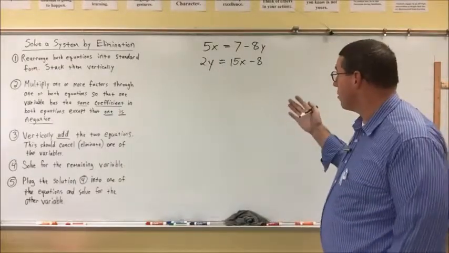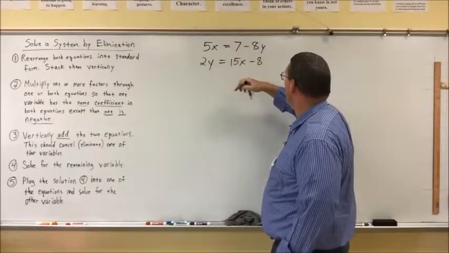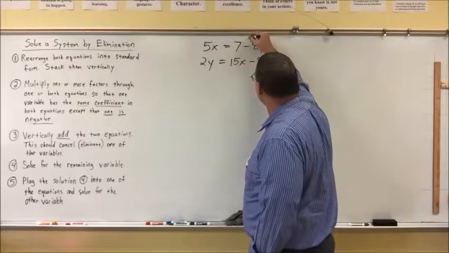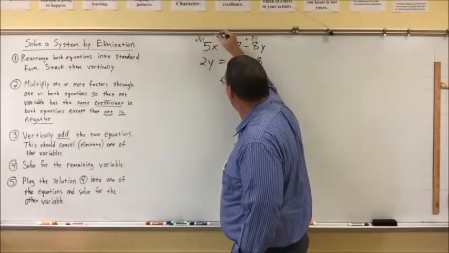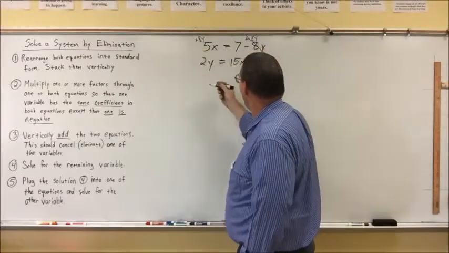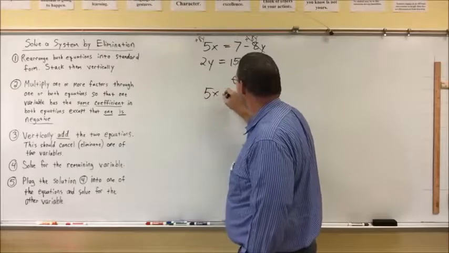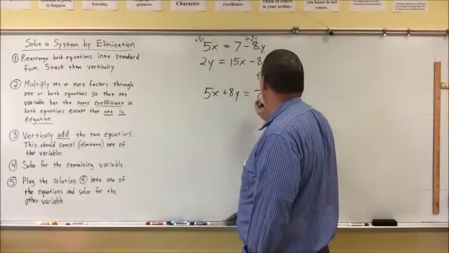Okay, so now let's see how well you did. I need to put this in standard form. So watch what I'm going to do here. I'm just going to add 8y to both sides. If I add 8y and add 8y, that'll cancel over here, right? And then that'll bring my 8y over here. So one of them is 5x plus 8y is equal to 7.